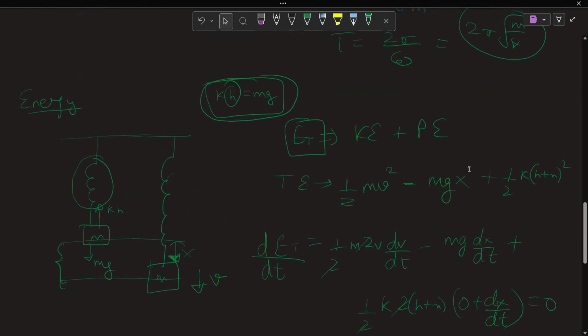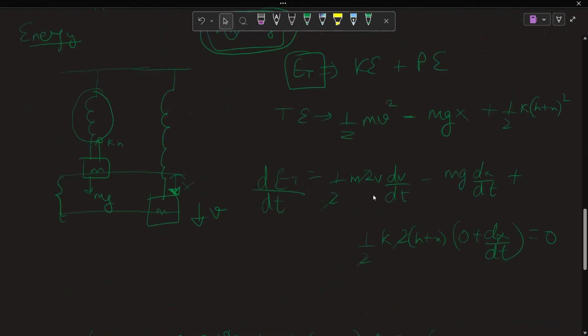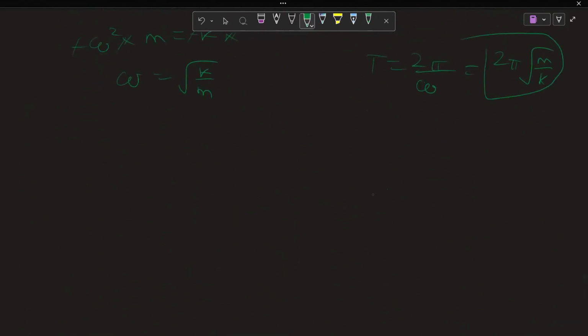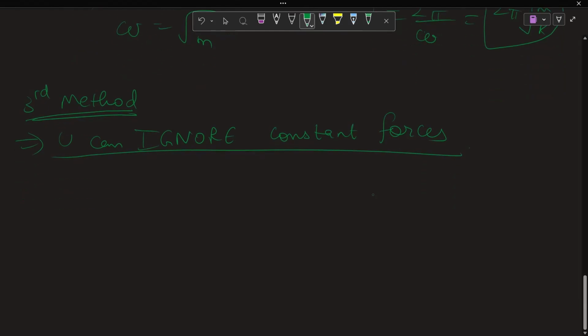You must be thinking this is a lot of work for this easy question, but now let's do the third method. What was the third method? In SHM, in the energy method, you can ignore constant forces. This is a very important statement that will help you in almost every question in SHM: you can ignore the constant forces. So what was the constant force here? Gravity. Just ignore that.